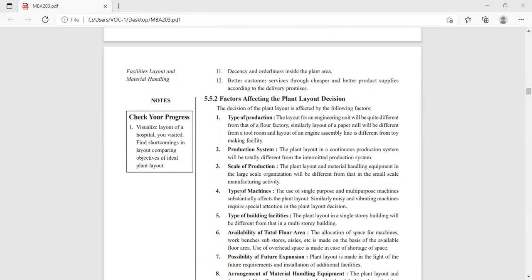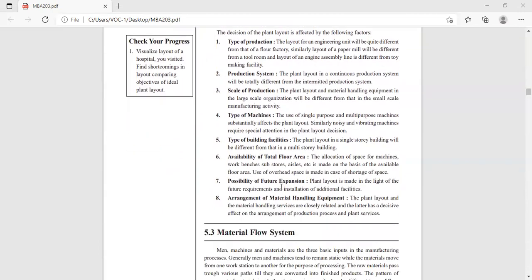Okay. Then availability of total floor area, the allocation of space for machines, workbenches. Okay, these are basic important factors affecting the plant layout decision.